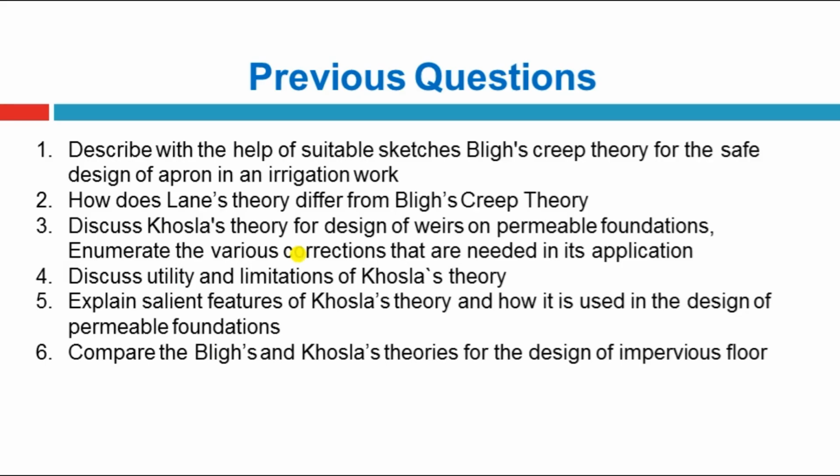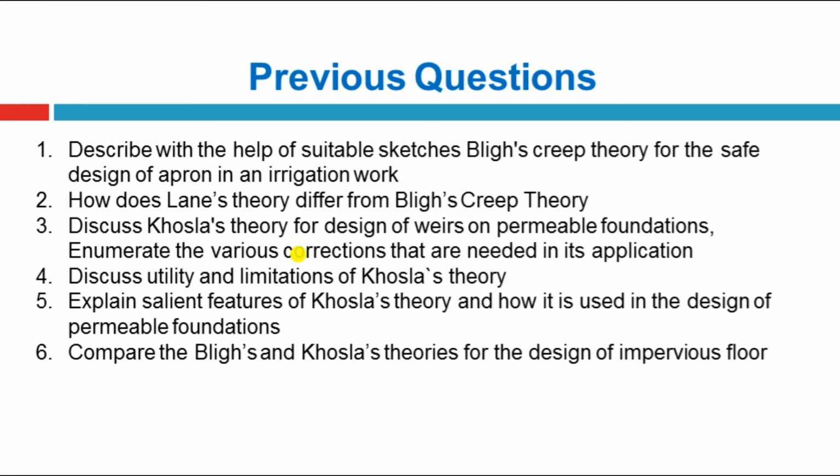Now, our question is: describe with the help of suitable sketches Bligh's creep theory for the safe designing of apron in an irrigation work. How does Lane's theory differ from Bligh's creep theory? But we cannot discuss this because it is not covered in our syllabus.